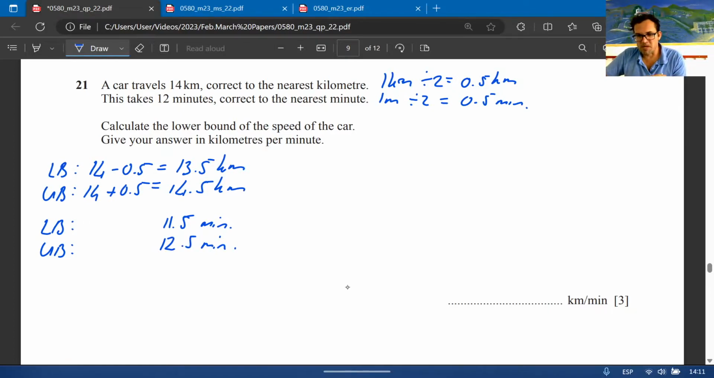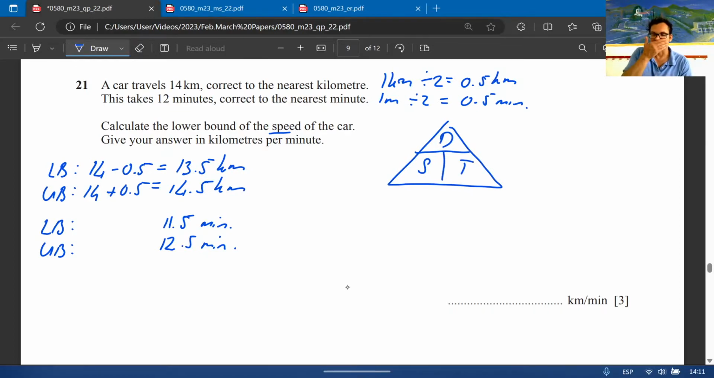Now we need to calculate speed. Remember, speed, distance, time. So we need to calculate the lower bound of the speed, the slowest possible speed it could have traveled at. Now, if you've got your ducks in a row, you know that to get the slowest possible answer, you need to take the smallest possible distance and divide it by the biggest possible time. If that's confusing, let's just do it all.